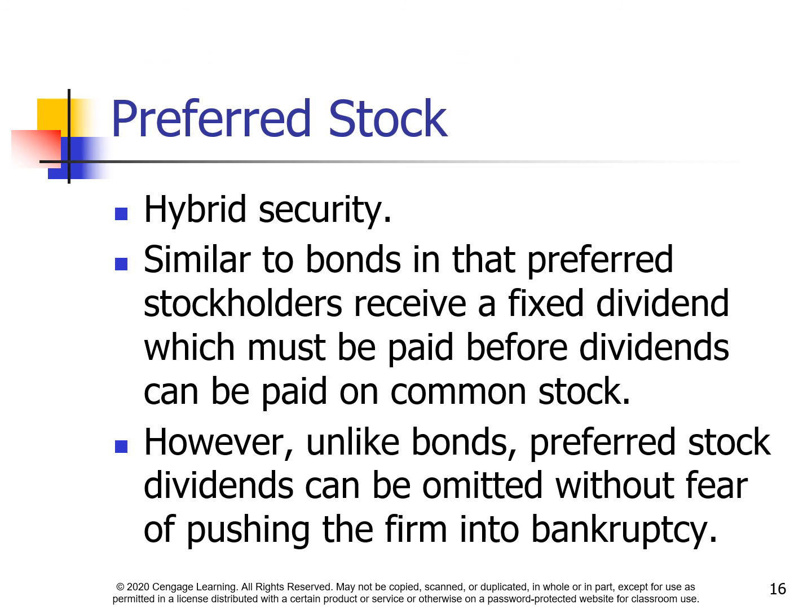Preferred stock is also called a hybrid security. It's similar to a bond in that preferred stockholders receive a fixed dividend, which must be paid before dividends can be paid on common stock. However, unlike bonds, preferred stock dividends can be omitted without fear of pushing the firm into bankruptcy.